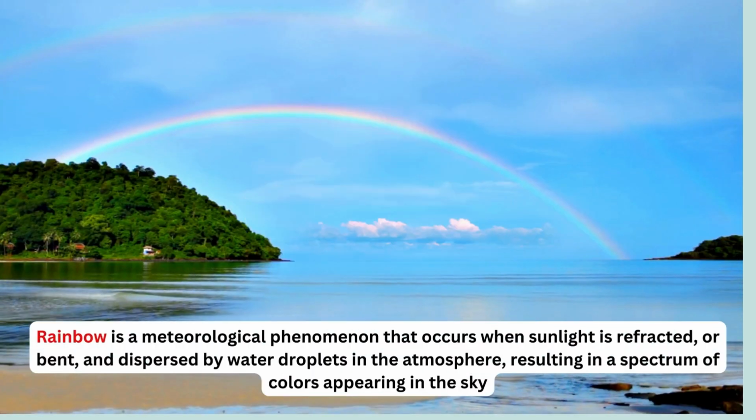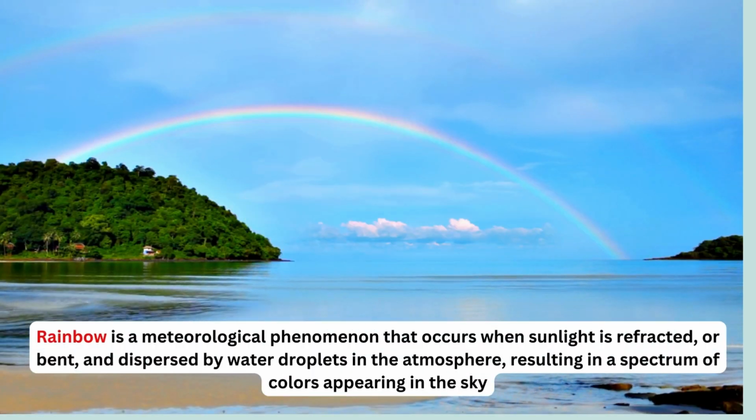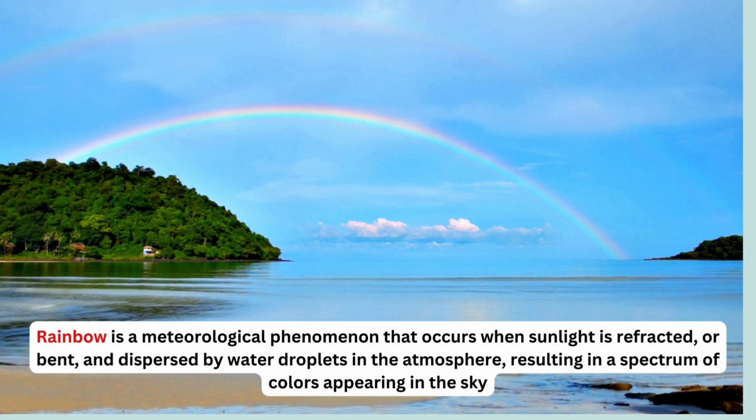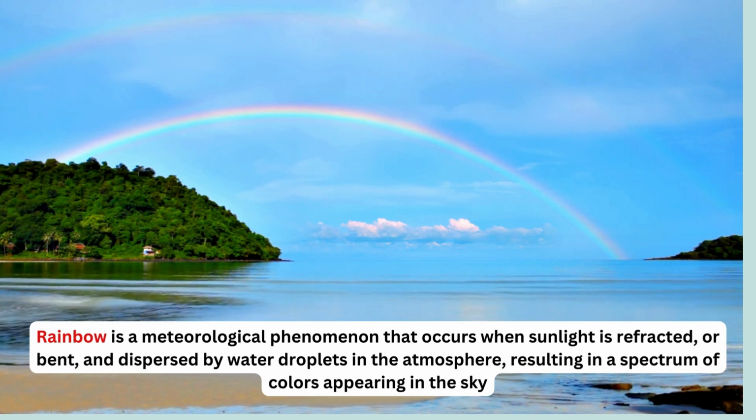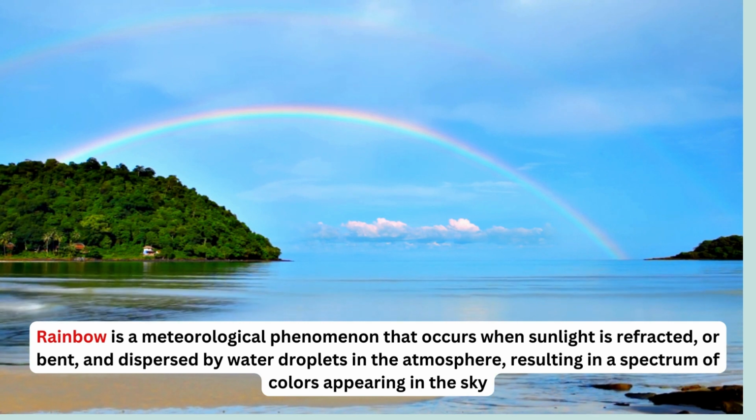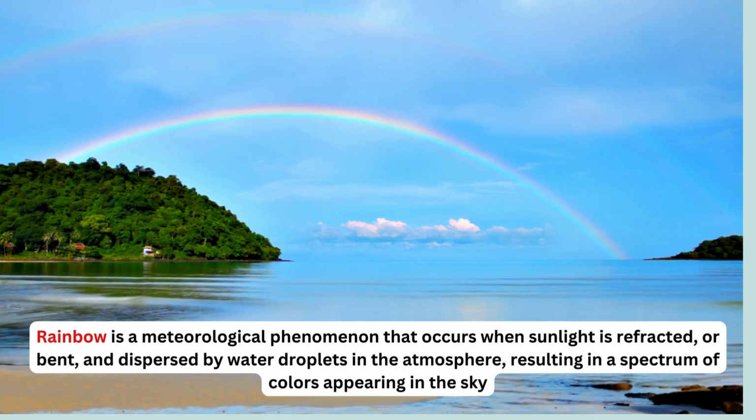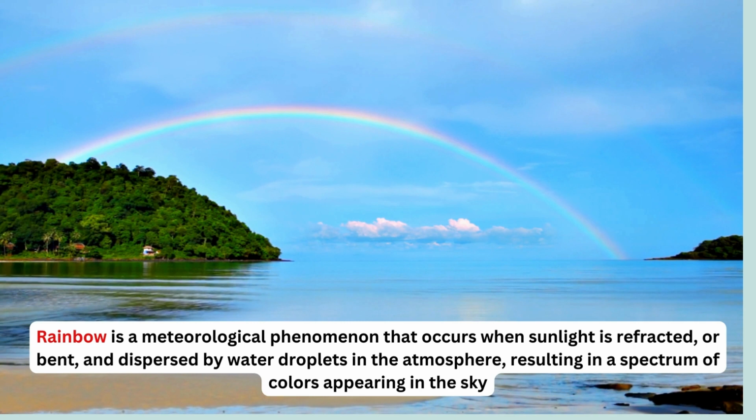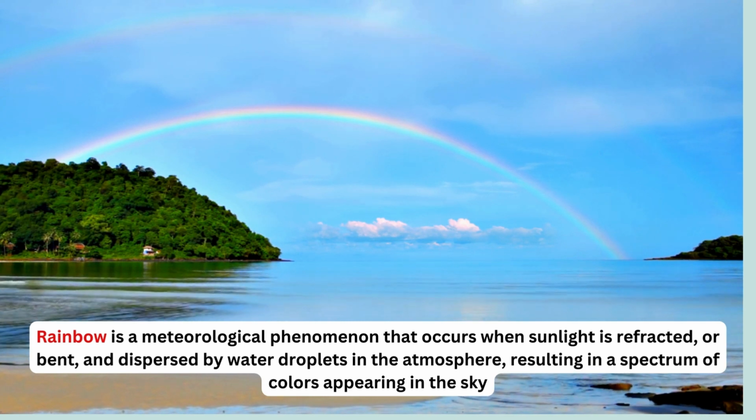Rainbow. Rainbow is a meteorological phenomenon that occurs when sunlight is refracted, or bent, and dispersed by water droplets in the atmosphere, resulting in a spectrum of colors appearing in the sky.